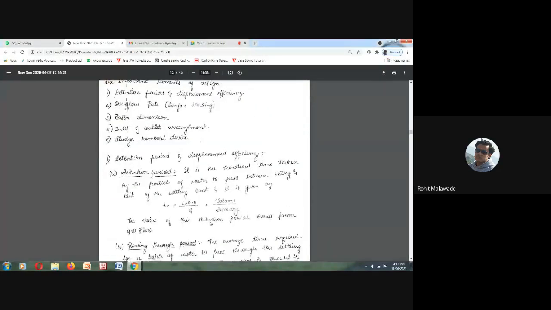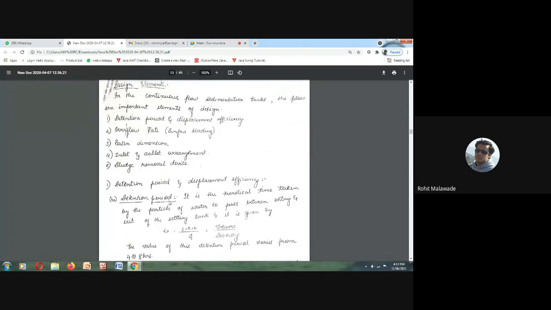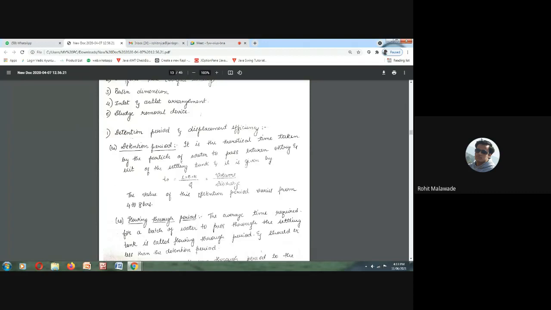Now we will see some of the important aspects. Detention time is required. These are some of the design elements of your sedimentation tank. This has already been discussed with you, but we will see what exactly it is. Detention time is the theoretical time taken by a particle of water to pass between the entry and the exit of the settling tank, or the time period for which the water will be there in your sedimentation tank. That is nothing but called the detention time. So it can be given as volume divided by discharge.